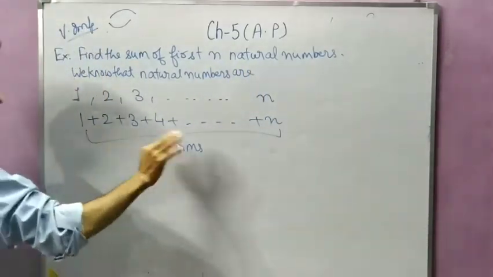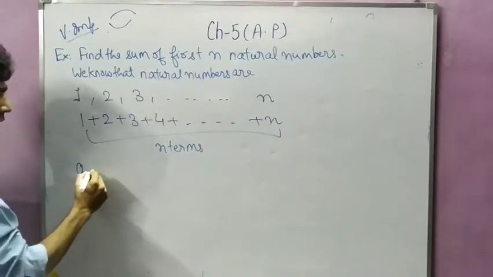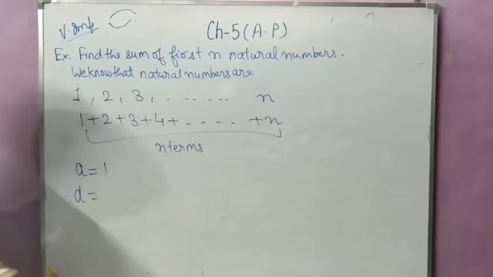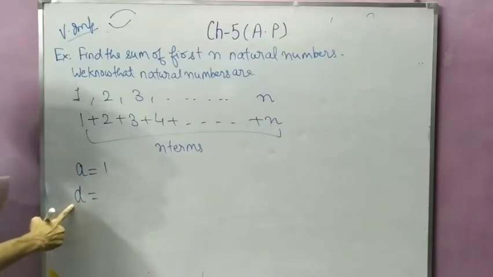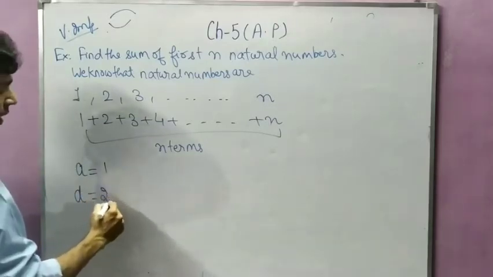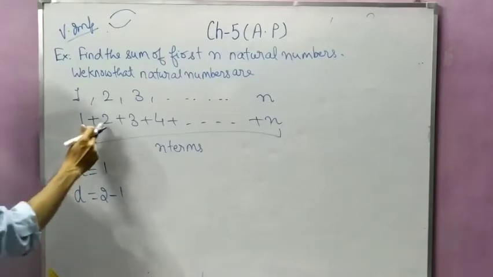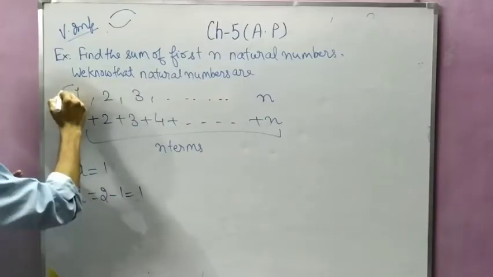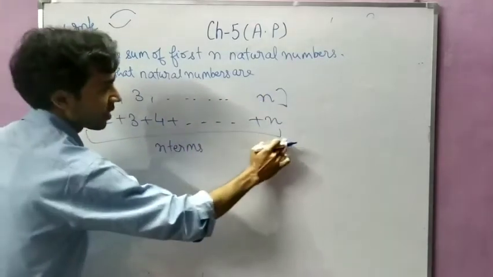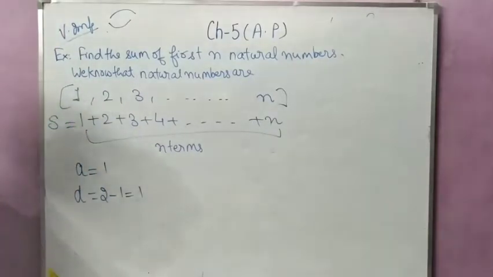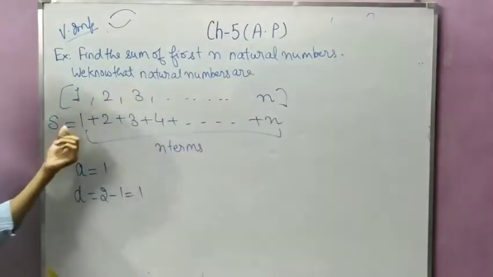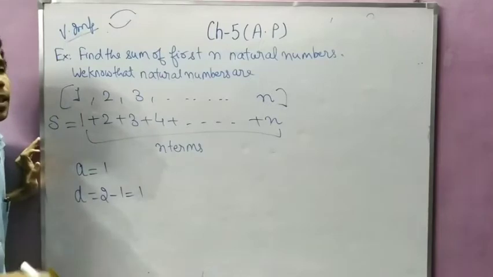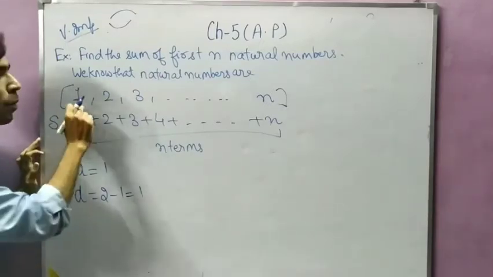So by seeing the natural numbers, what will be the first term? First term will be 1, because natural numbers start from 1. What will be the common difference? Common difference is d, calculated as the difference of two consecutive numbers, that is 2 minus 1, so 1. Okay. What we have done now is added all these numbers, so that's why this is known as the sum. These are the natural numbers and it is the sum of the natural numbers. By seeing them, we can see all natural numbers are in AP because their common difference is the same.